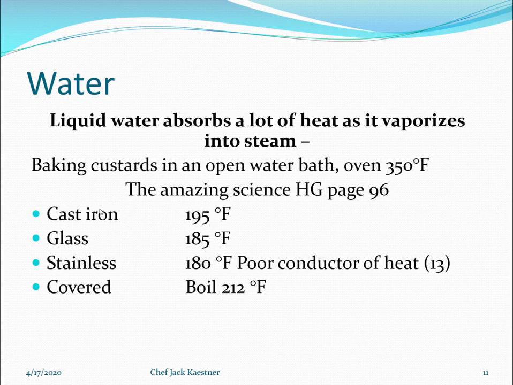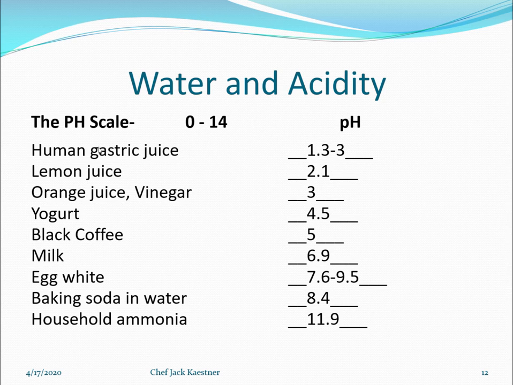Well, it could be the oven, it could be the type of utensils that they have in that kitchen, the calibration of the ovens, a lot of things. Water and acidity. We don't talk a lot about acidity, but human gastric juice is 1.3 pH, then lemon juice, orange juice, vinegar, coffee, milk, and then you start getting into more basic: egg white, baking soda and water, and then ammonia is very basic.